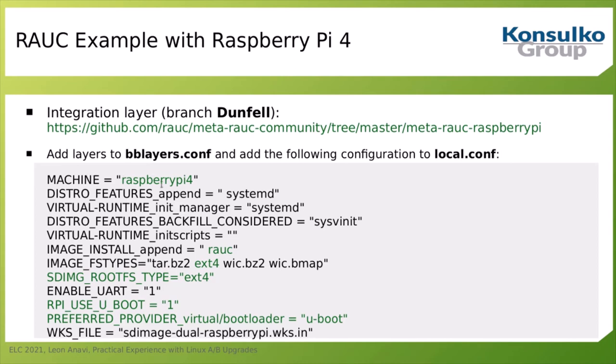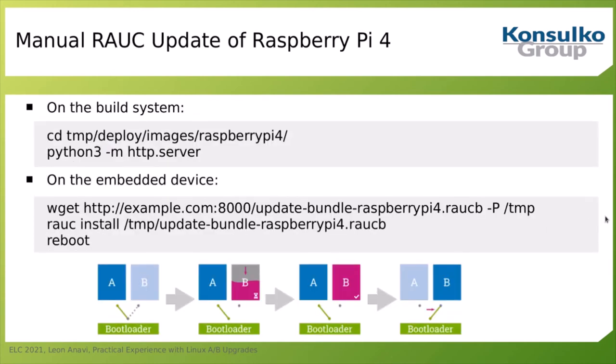specify the machine. Here I'm using systemd, I'm adding rauc to the image, ext4 for the file system type, as explained that RAUC requires ext4, and I'm switching to U-Boot. By default, my Raspberry Pi is using the standard Raspberry Pi bootloader, but in our case we need U-Boot because I have implemented a script which switches between the A/B partitions, and RAUC relies on the script. And we have the Kickstart WKS file, which has been specifically created for the dual partition scheme for RAUC on Raspberry Pi.